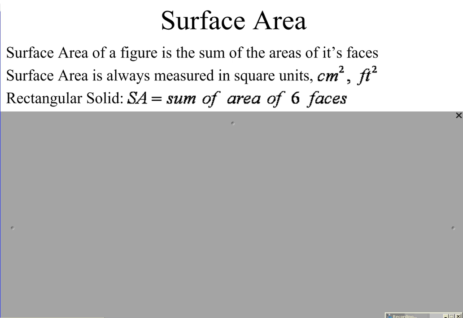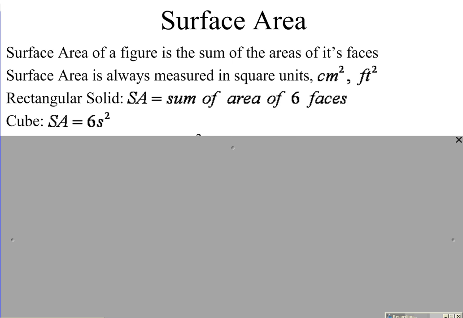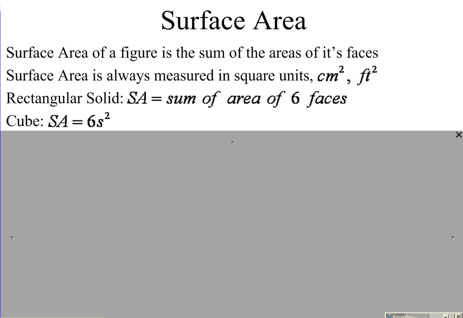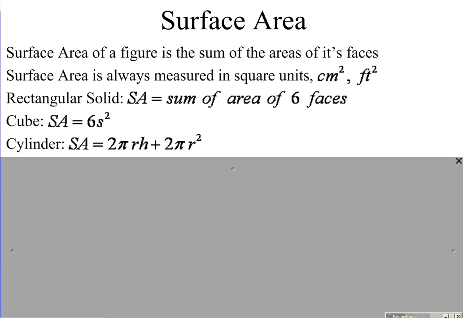To find the surface area of a rectangular solid, you add up the area of all 6 faces. To find the surface area of a cube, it's 6 times the side squared. This formula will save you a little time if you can remember it. If you don't, and you know how to find the surface area of a rectangular solid, you can do the same thing for a cube, and you'll see why as we go through. Finally, the surface area of a cylinder is 2 pi rh plus 2 pi r squared.